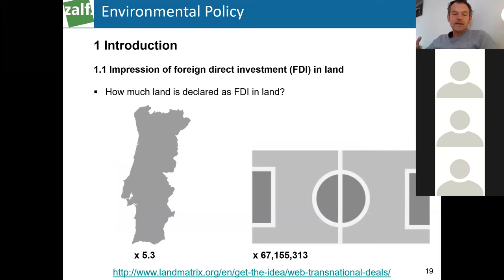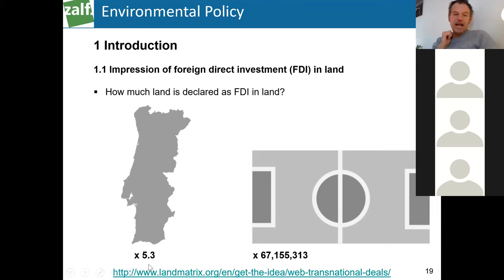It is like 5.3 times in terms of size what is already sold worldwide of Portugal, or an average of Spain, that is under land grabbing, or the foreign direct investment in land sold worldwide. And there is a big driver towards this, that investors are looking exactly for those opportunities.